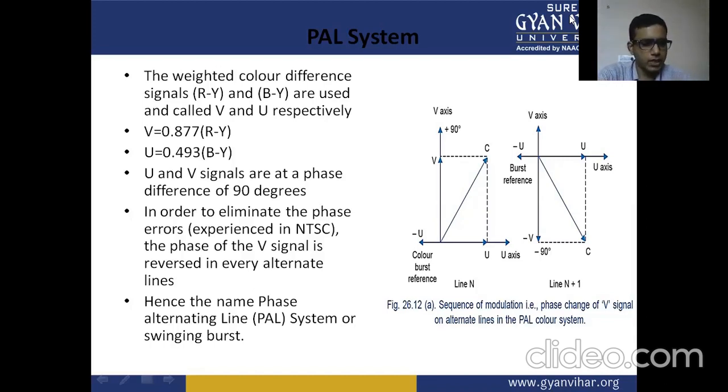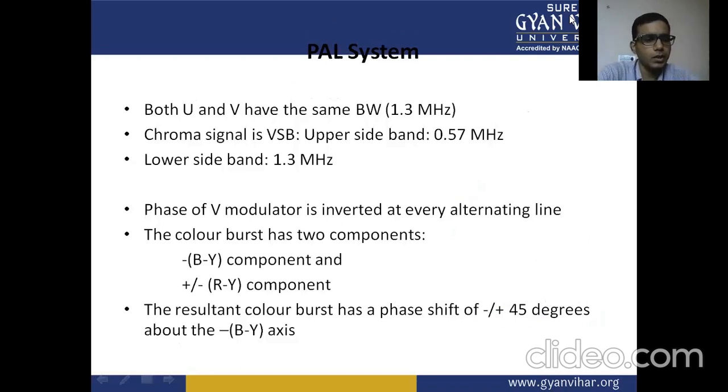Hence the name phase alternating line, phase alternating line system or switching burst. Both U and V have the same bandwidth, that is 1.3 megahertz. The V signal is vestigial sideband, upper sideband of 0.57 megahertz. Lower sideband is 1.3 megahertz.